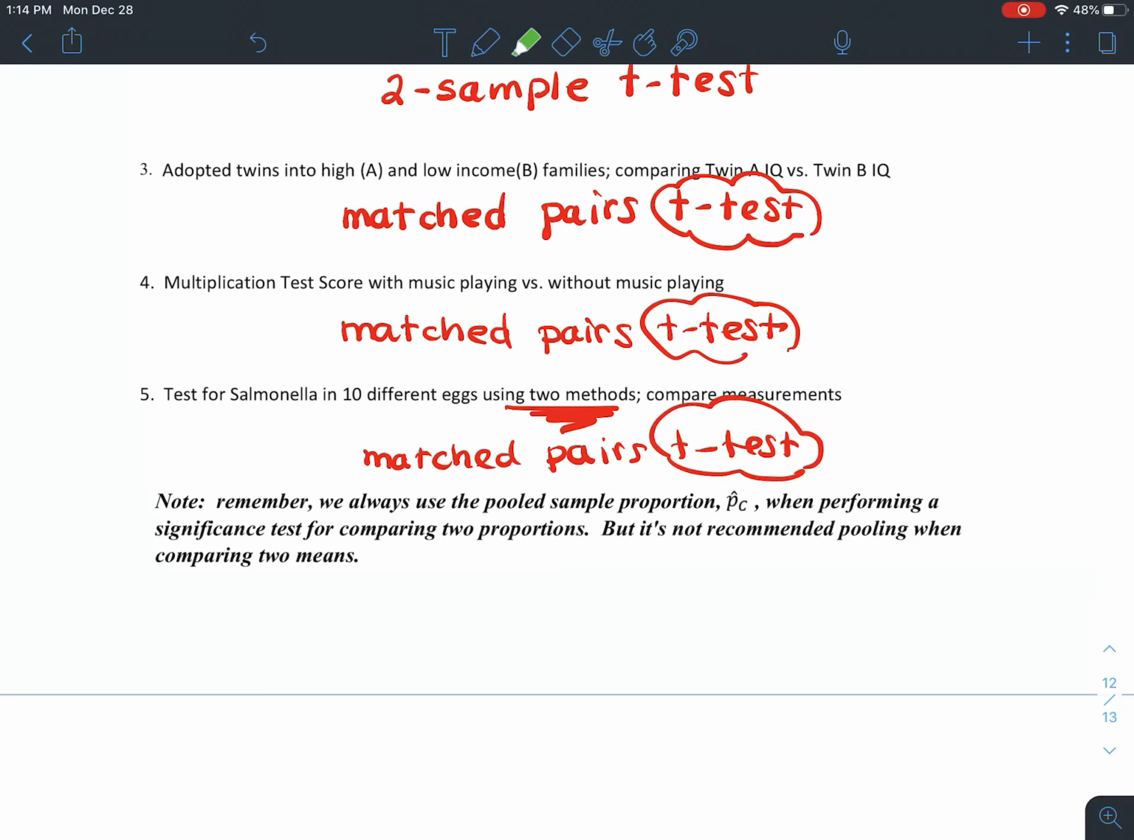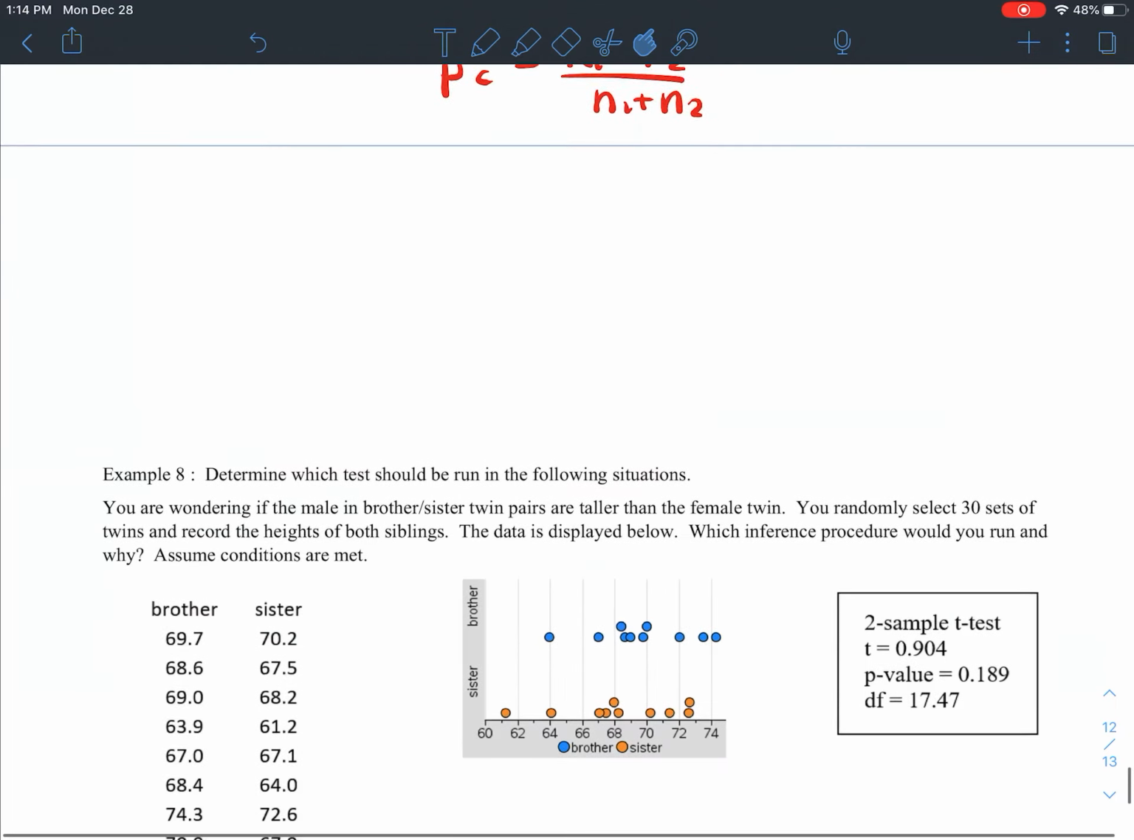Okay, matched pairs t-test. Okay, please remember that we always use the pooled option when we're talking about sample proportions and significance tests. Okay, that was where we pulled together the 2 samples in one, but it is not recommended that you use the pooling procedures when you are working with means.